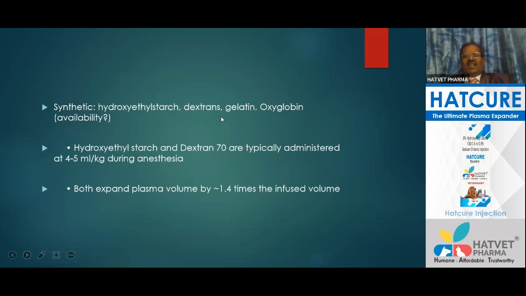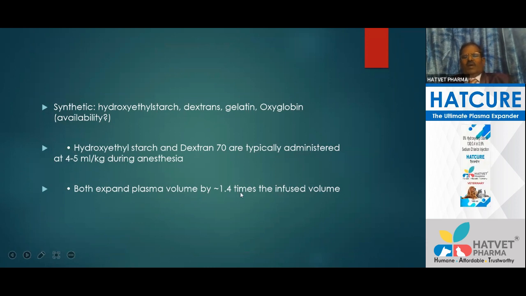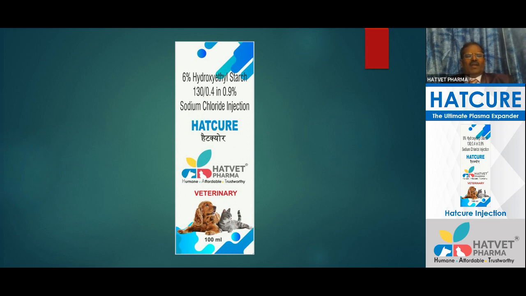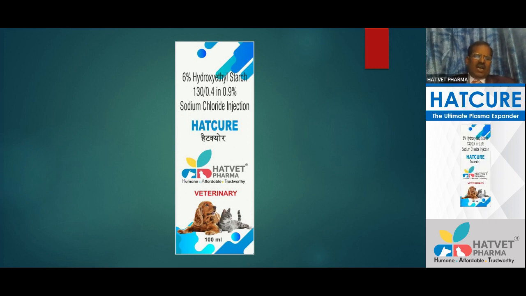Synthetic hydroxyethyl starch, dextran, gelatin, Oxyglobin are available. Hydroxyethyl starch and dextran 70 are typically administered at 4 to 5 ml per kg during anesthesia. Both expand the plasma volume by more than 1.4 times the infused volume. So these are all commercially available. Normally 6% hydroxyethyl starch is used. I use 10 ml per kilo body weight morning and evening.